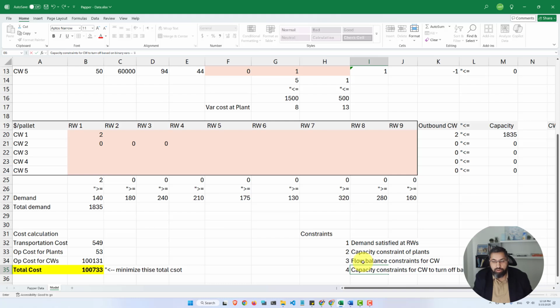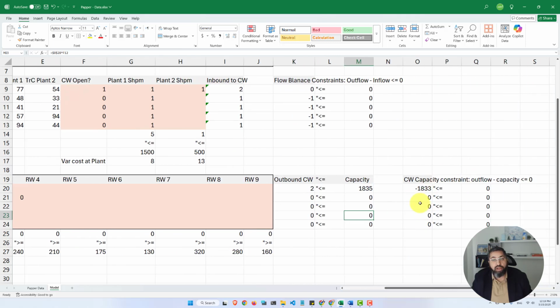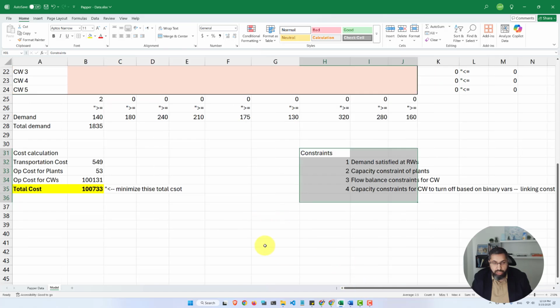Okay, this is sometimes also called linking constraints because they link these binary variables to this capacity to turn the central warehouse on or off depending on whether we have it on. So if I turn this on, notice this turns on. Okay, so called linking constraints. So these are my constraints. So let's color code them.